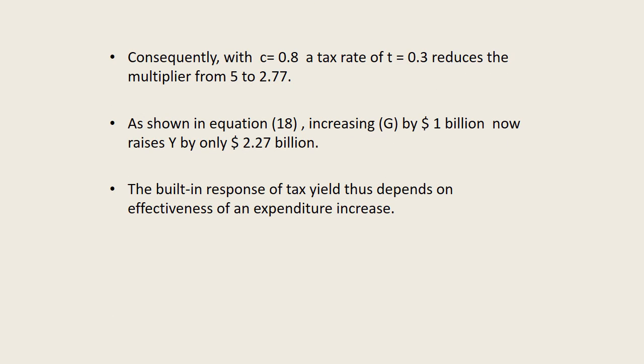Let's explain the previous case with a numerical example. C, which is the marginal propensity to consume, equals 0.8. The tax rate T equals 0.3. This reduces the multiplier from 5 to 2.27. As shown in equation 18, increasing G by $1 billion now raises Y by only $2.27 billion. The built-in response of tax yield thus depends on the effectiveness of an expenditure increase.